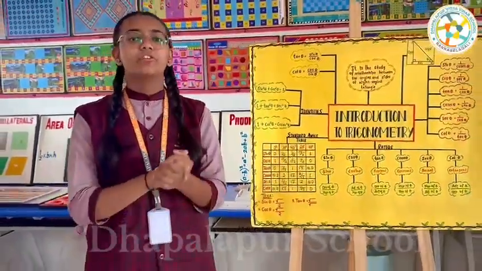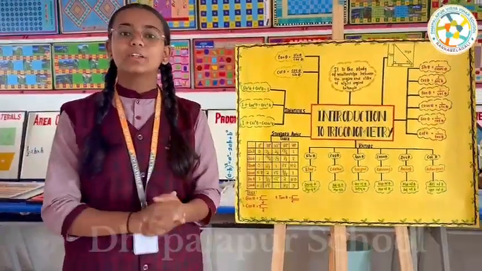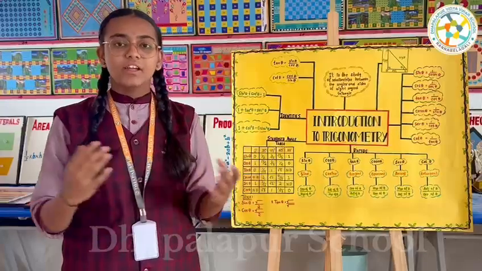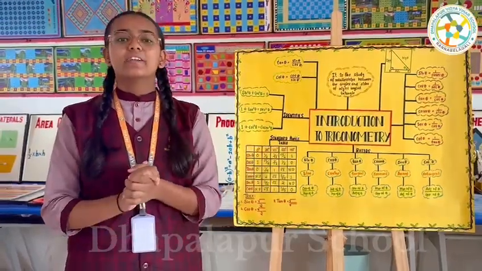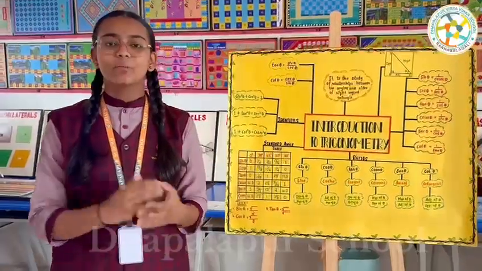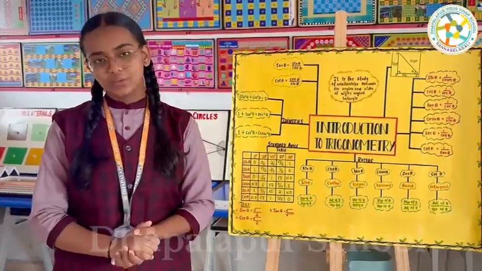Trigonometry is everywhere, from measuring the length of a shadow to calculating the distance of stars. To conclude, trigonometry is the most important branch of mathematics that not only strengthens our logical skills but also connects maths with real life situations.